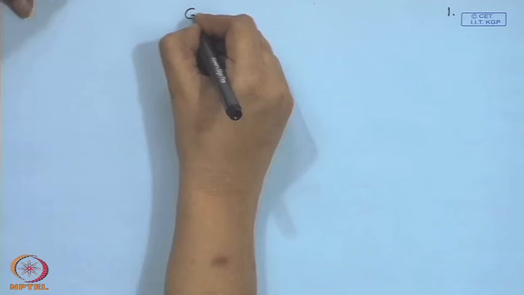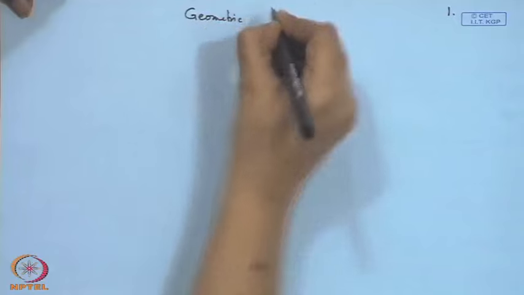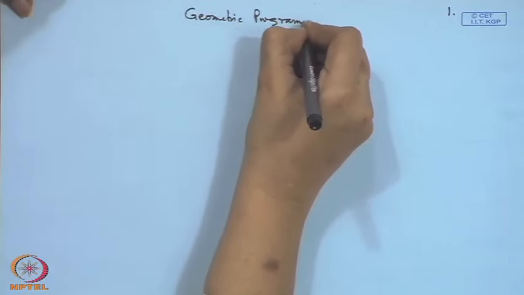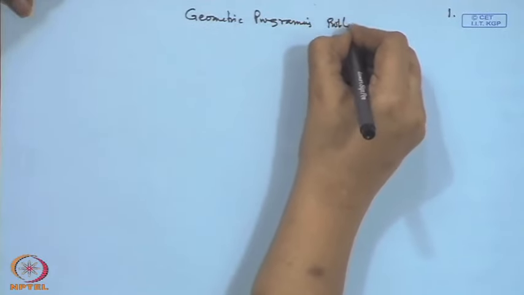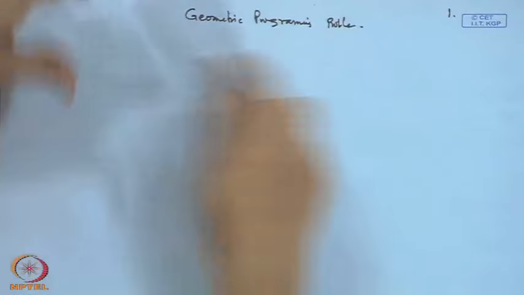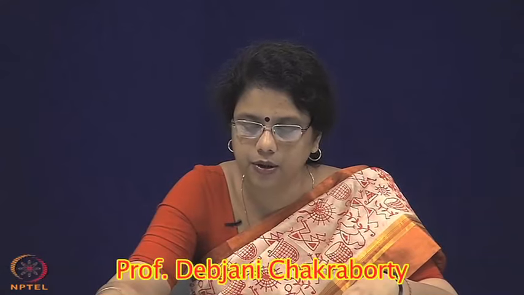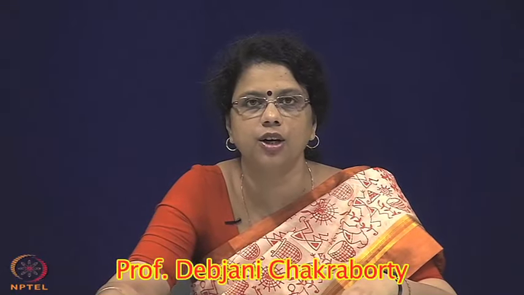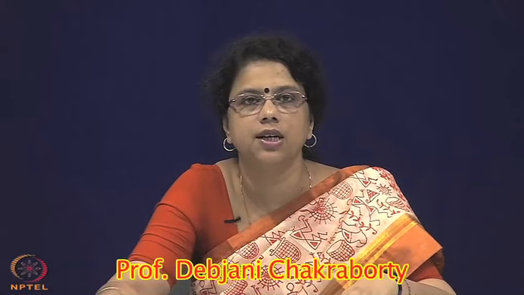We will consider the geometric programming problem. This is a special kind of nonlinear programming problem, where the objective function and the constraints are all in the nature of a posynomial, not a polynomial. As we see in many engineering design problems, the objective function involved in the nonlinear programming problem is in the form of a posynomial, not a polynomial.